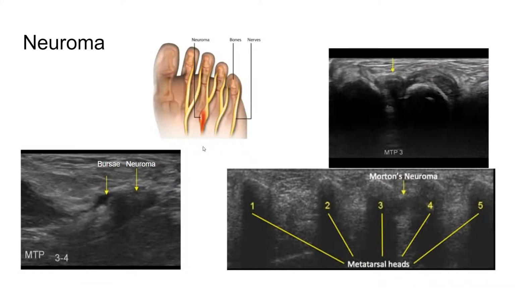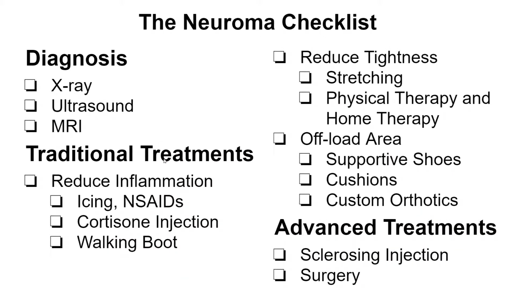Neuromas as well, something else that I look at under ultrasounds. Here is a neuroma in that area, kind of showing this is an older generation neuroma picture. Here's one of a newer one. You can see it kind of popping up in the inner space, kind of showing the anatomy, and then my neuroma checklist of how I treat things with the neuromas.